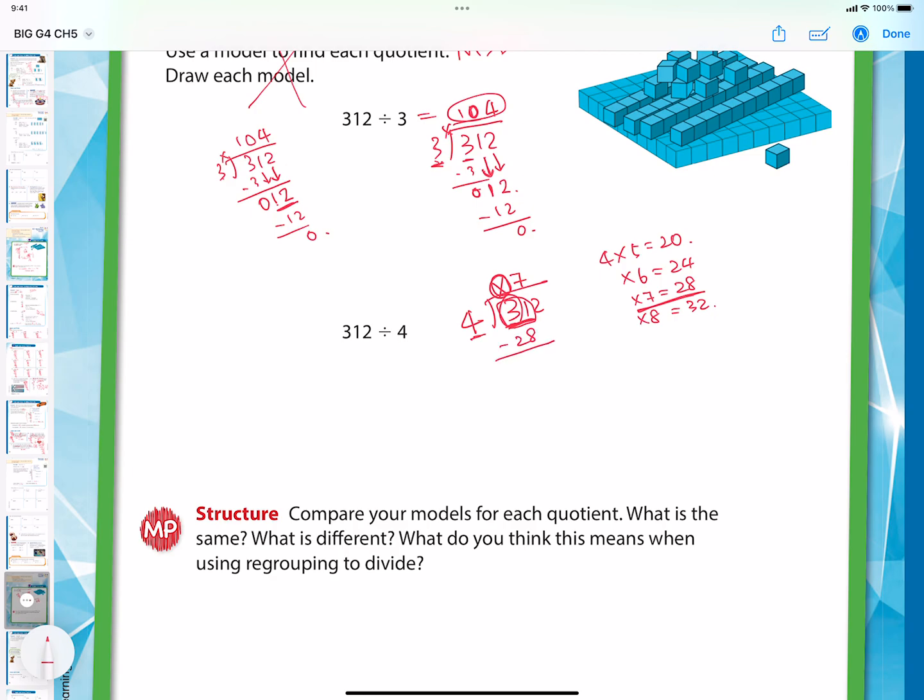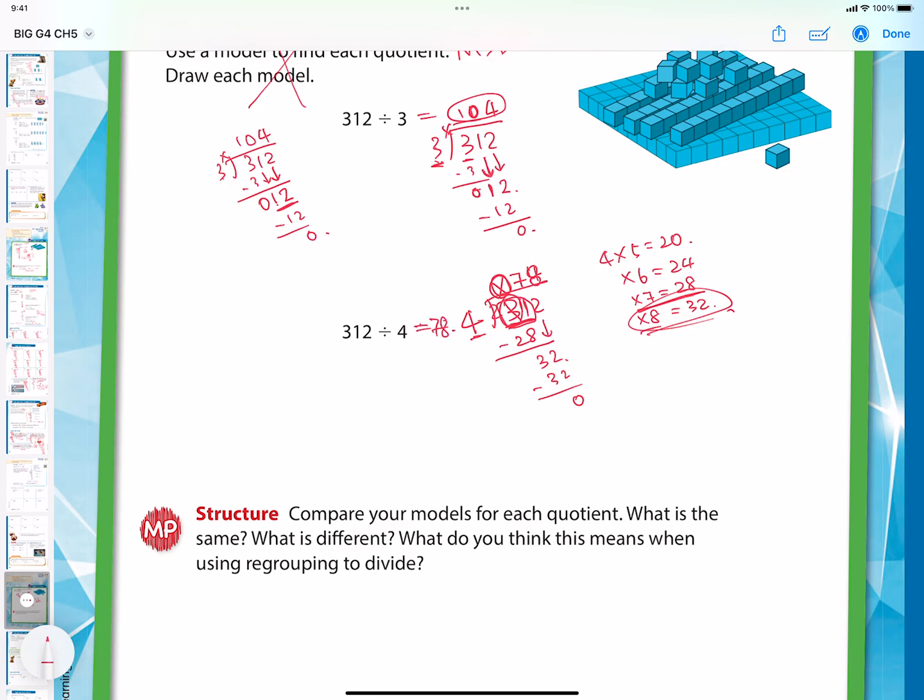28. When you take away, 11 take away 8 is what? 3. And 2, bring it down, 2. We know 4 times 8 is 32 already. So our quotient is what? 78.